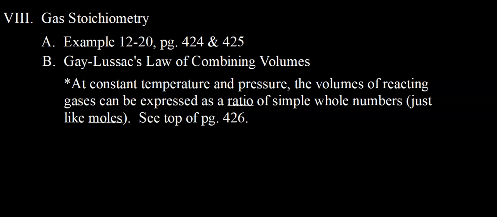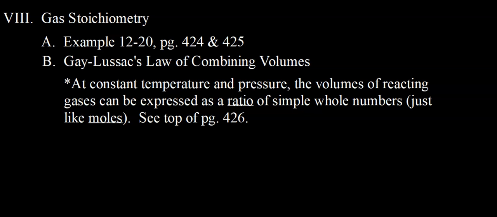Today's lesson is on gas stoichiometry. We'll start by looking at an example. So turn to page 424, example 1220 at the bottom of the page, read along. What volume of oxygen gas at STP can be produced by heating 112 grams of potassium chlorate?